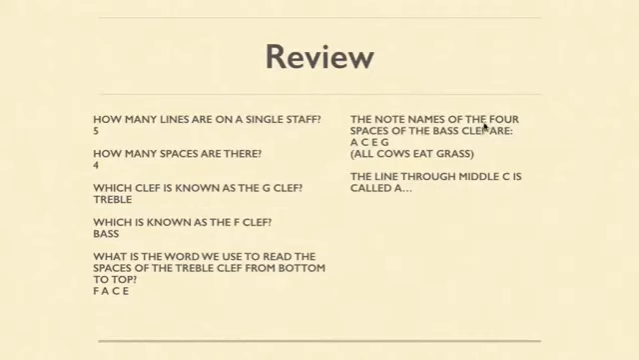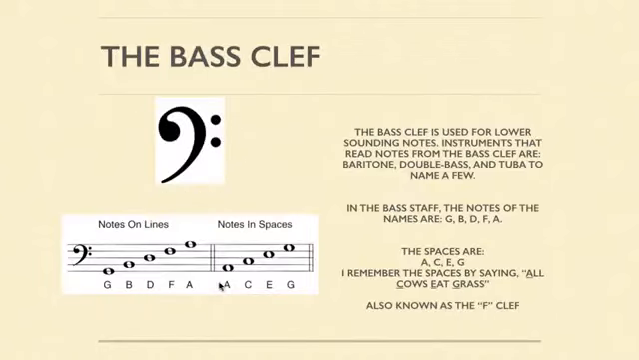The note names of the 4 spaces of the bass clef are A, C, E, G, right? All cows eat grass. Notes in space A, C, E, G. Remember, I like to just connect everything on here. A, B, C, D, E, F, G. Even if I can't see it and I don't remember it right away, I remember the note adjacent to it, and that helps me figure it out quicker.